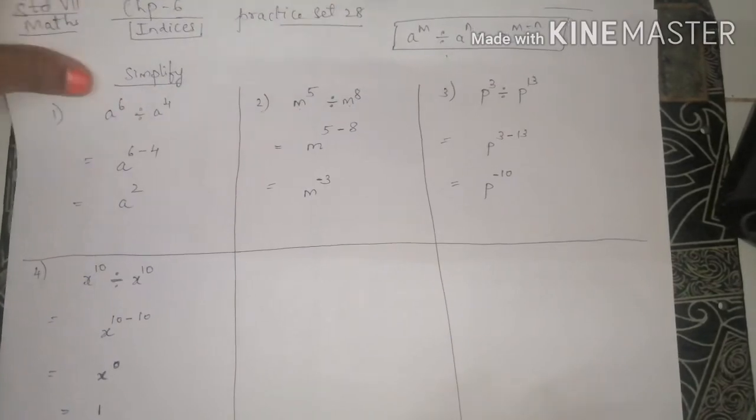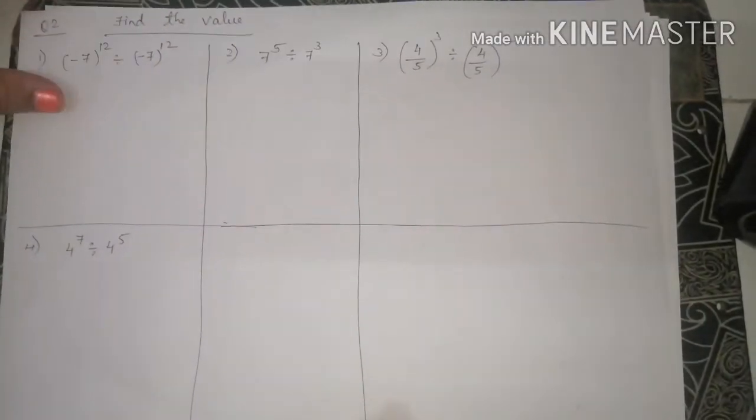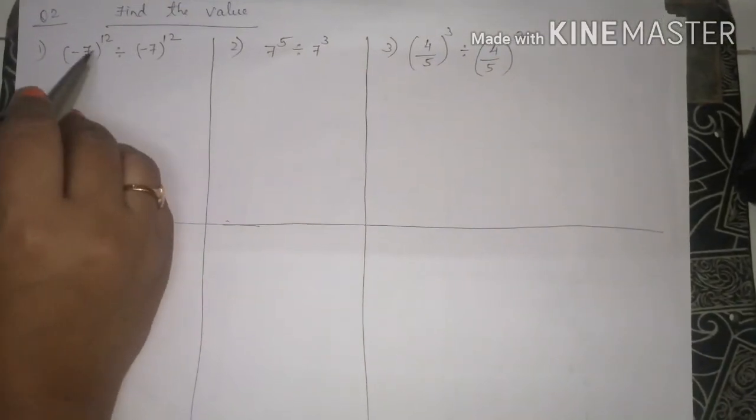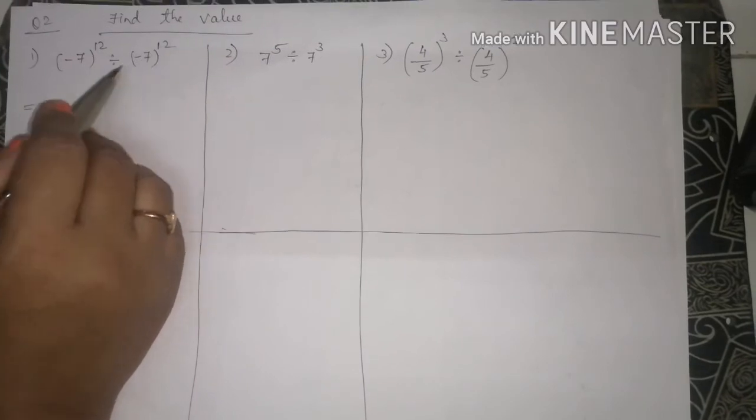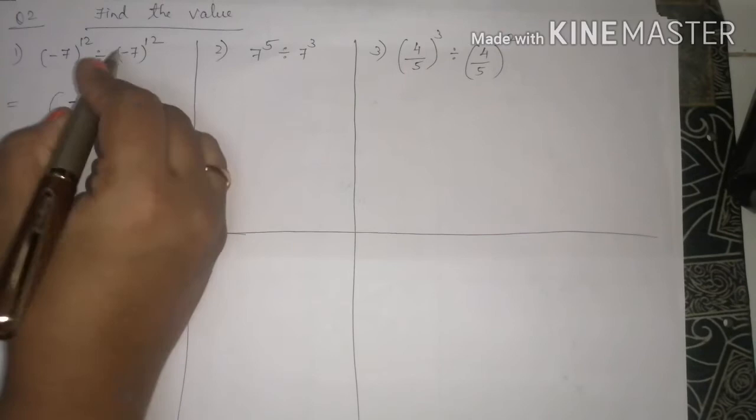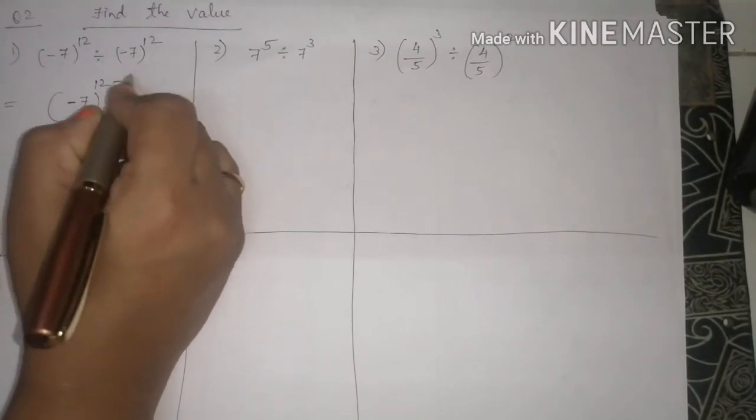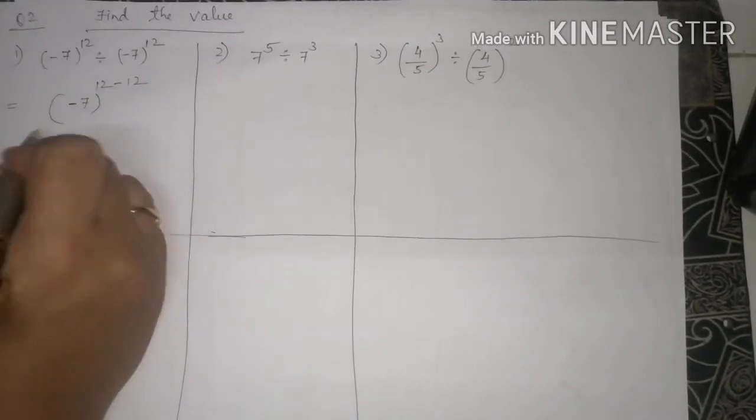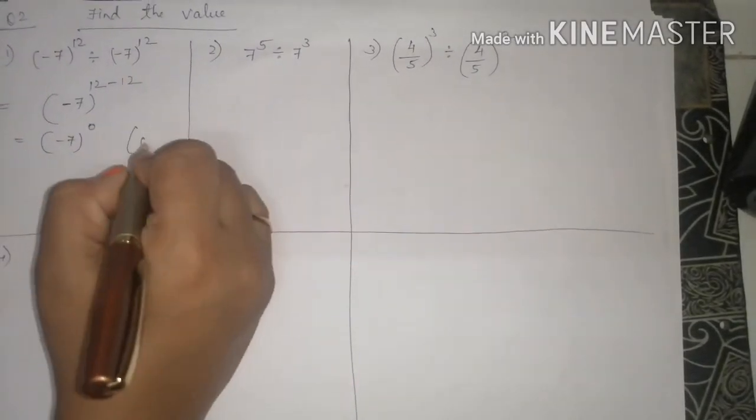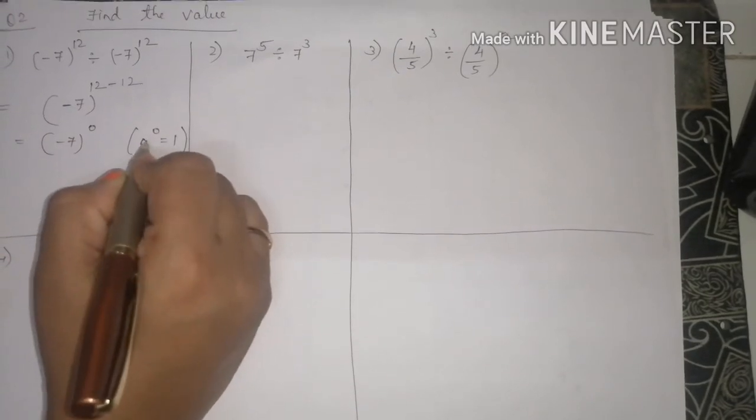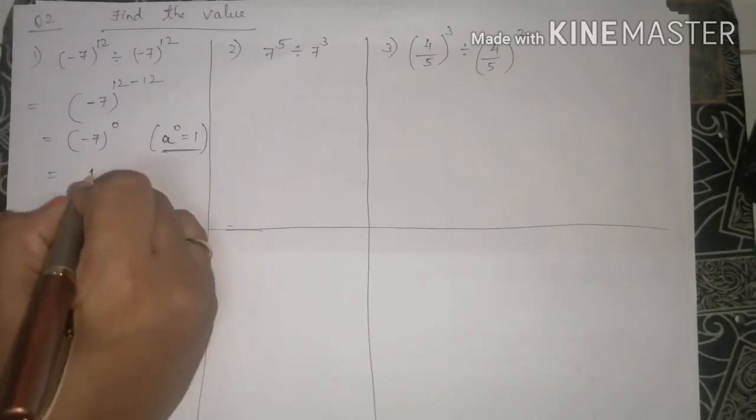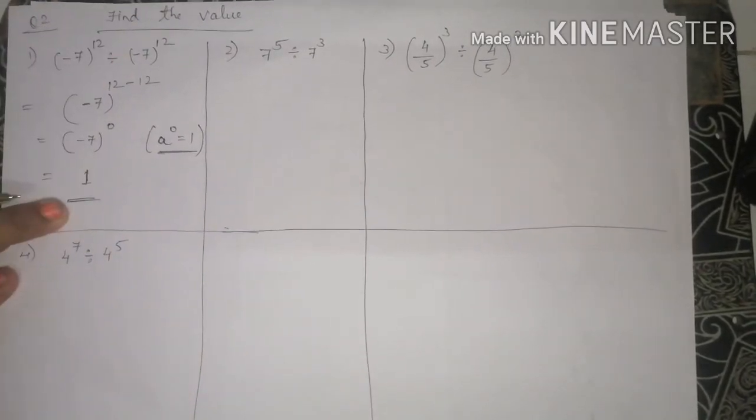Now let's move to our question number 2 of practice set 28. Question number 2 is find the value. Let's find this. Minus 7 raised to 12 divide minus 7 raised to 12. Base is same. Minus 7, write it one time. 12 divide means you have to subtract the powers, 12 minus 12. So minus 7 raised to 12 minus 12 is 0. And just now we have seen that a raised to 0, according to this law of indices, minus 7 raised to 0, the answer will be 1. So the value we got is 1.